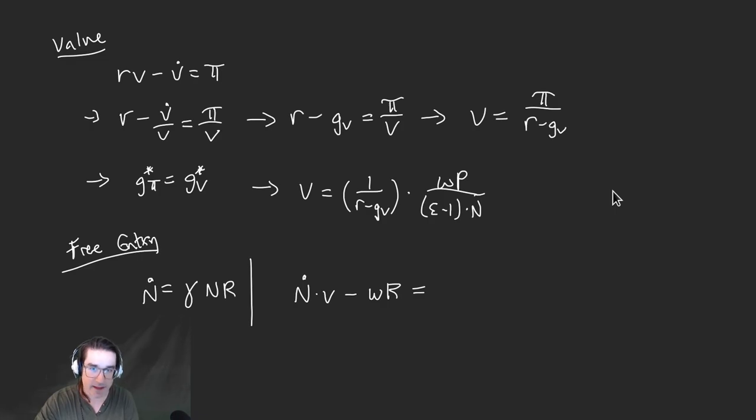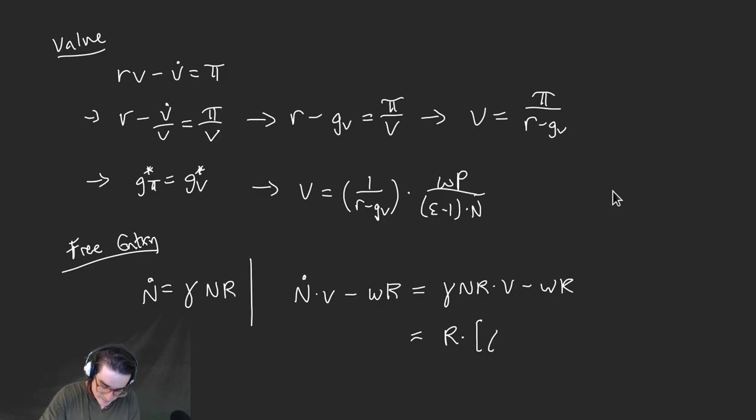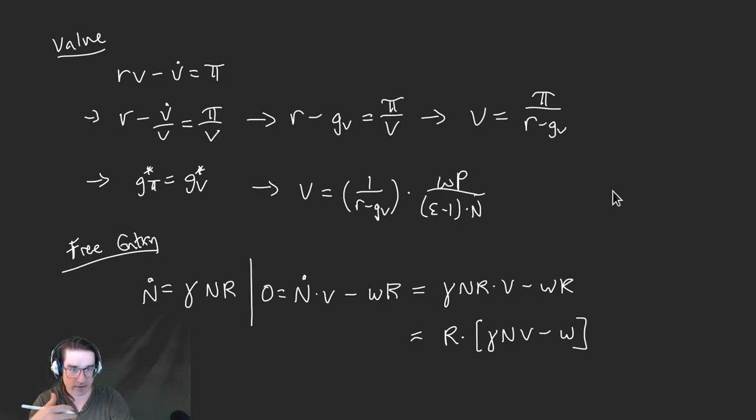Now we can plug in n dot equals gamma n R, times v, minus W R. We can factor out that R, because we've assumed linearity in both production and cost. So we get R times (gamma n v minus W). The free entry condition says this should be zero: if it were positive, more firms would enter and it would equilibrate; if it were negative, no firms would enter and we would have no research. So it should be zero either way.